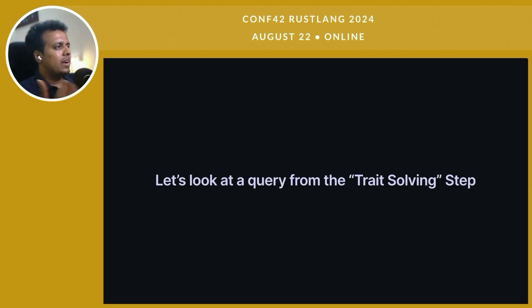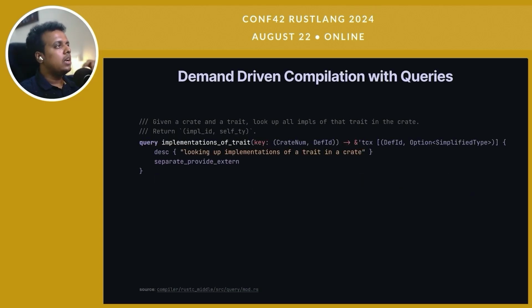And let's look at a very quick example of what a query itself looks like today, from the trait solving step. If you remember, we used the HIR, the high level intermediate representation, to resolve what the exact trait looks like, right? So this is again a snippet from the compiler source code. This is what is called a query definition, right? I'm not going into the details of this because, one, I don't have a lot of knowledge.